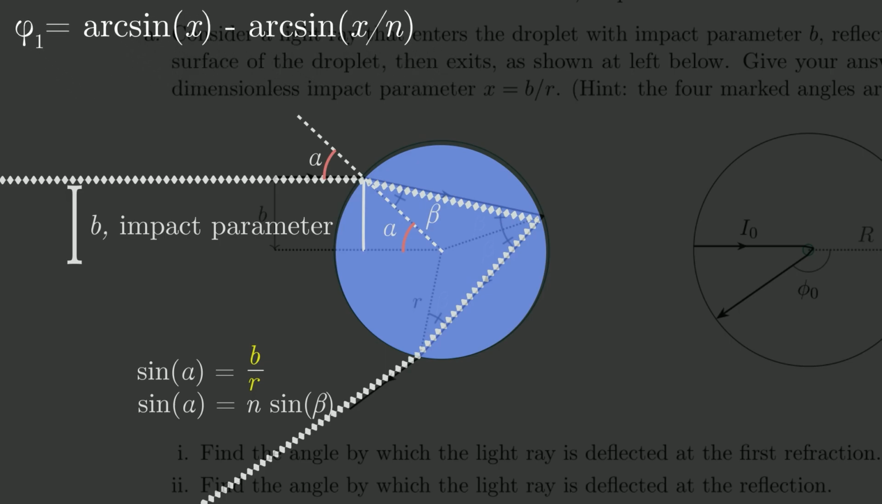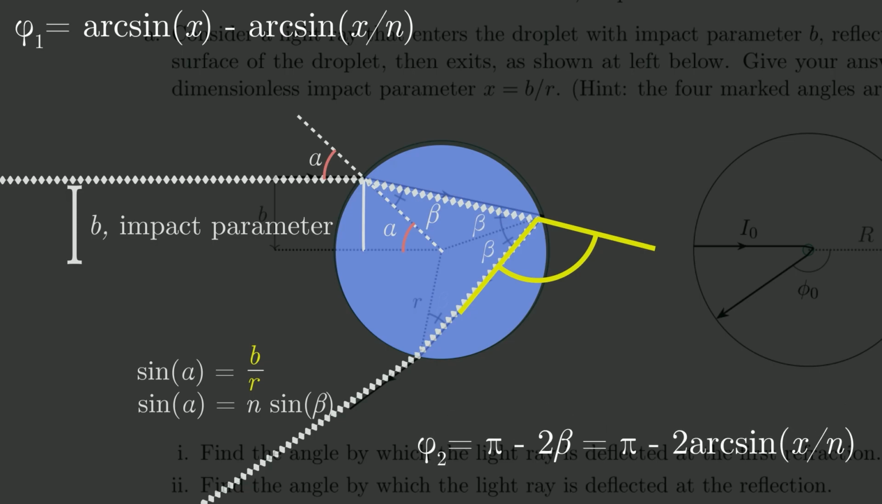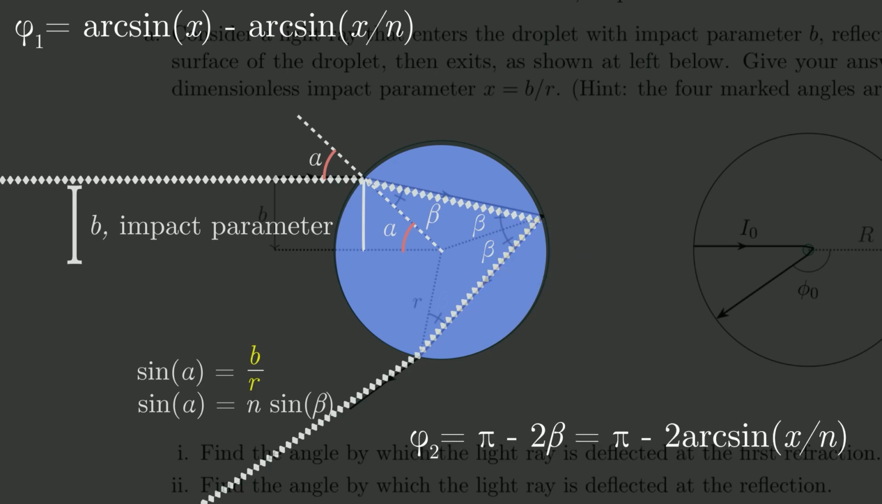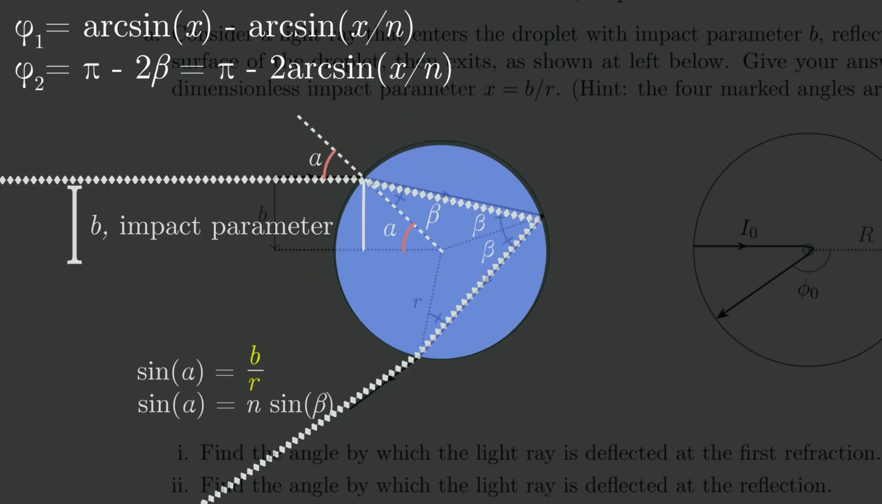Then, for the second deflection, we know that these two angles, the angle of incidence and the angle of refraction, have to be equal, so they're both just beta. That means the angle of deflection is pi minus 2 beta. For the last refraction, we can use Snell's law again. However, we could also realize it's pretty much identical to the first situation, since an angle of beta comes in and an angle of alpha goes out.